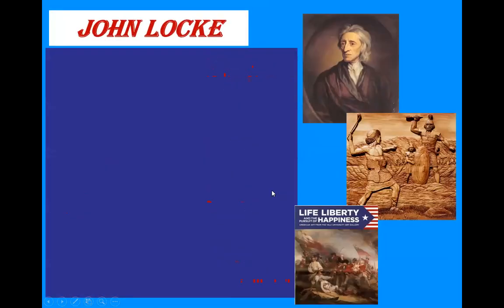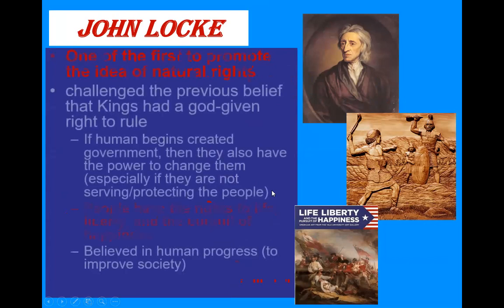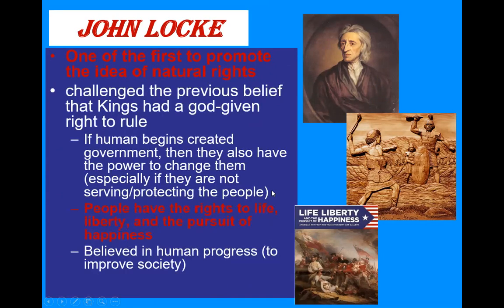So fast forwarding then to a guy named John Locke. John Locke was a philosopher who came over from England, and he was one of the first to promote this idea of natural rights. So he said in a couple of his publications that it doesn't make sense that kings have a God-given right to rule. And Thomas Paine, when he wrote Common Sense, later echoed that and said, you know what? Yeah, these kings feel that because they're born into royalty, they just automatically get to be the most powerful person.